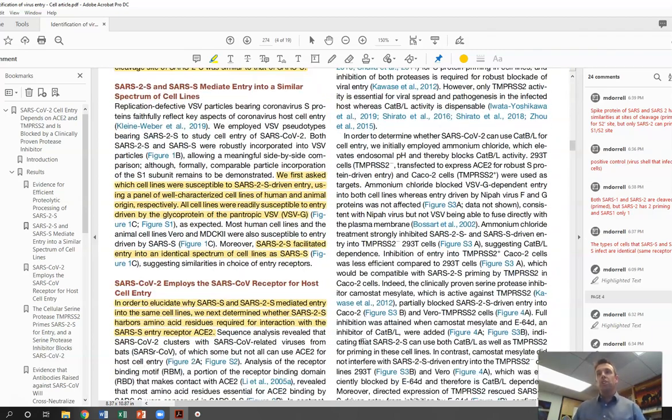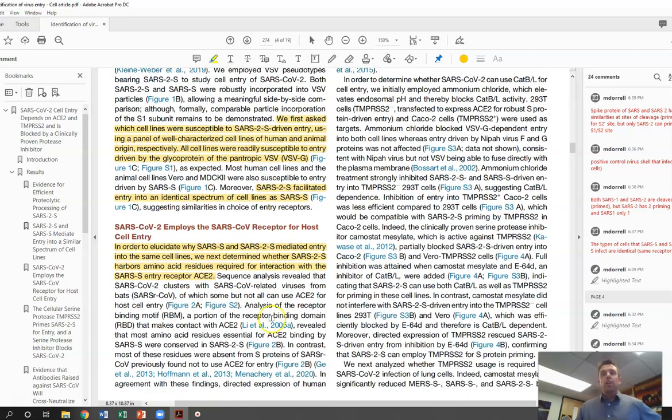And so if we go to figure 2, in order to elucidate why they enter the same cell lines, we determined whether SARS-2S has the same amino acid residues required for interaction with the original SARS entry receptor. So basically, they're now going to compare those two spike proteins, especially the areas that they know are important for SARS-S using the receptor ACE2 and see if there are similarities.